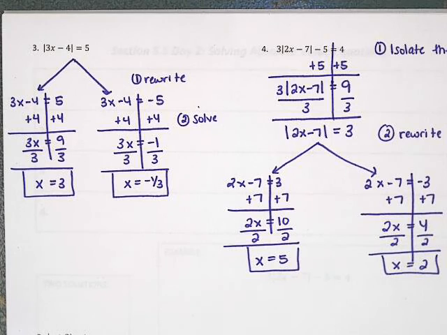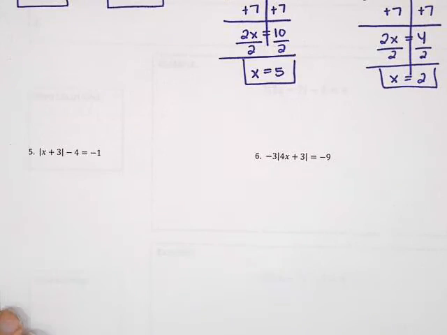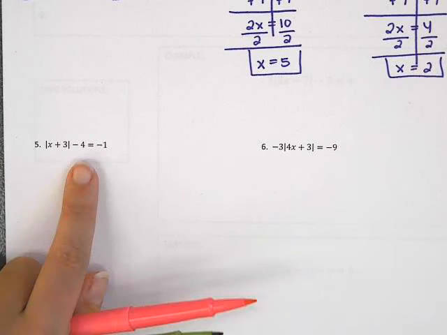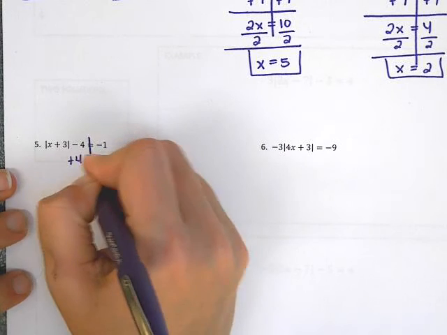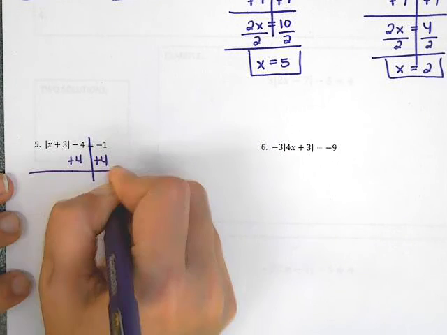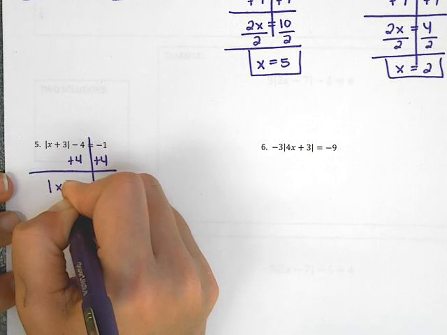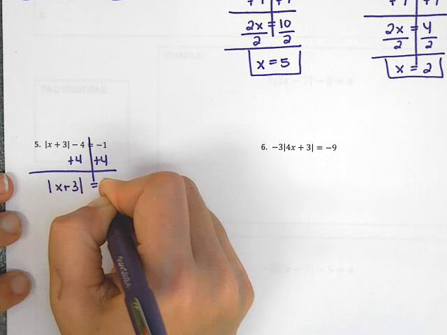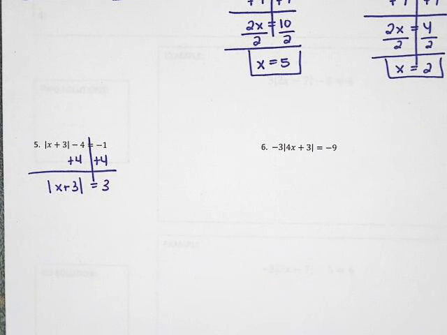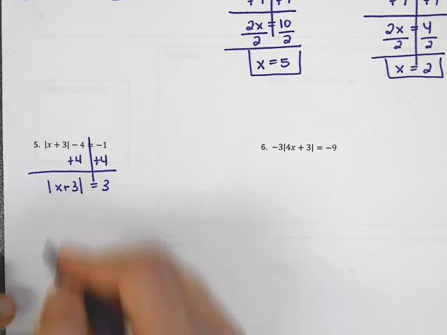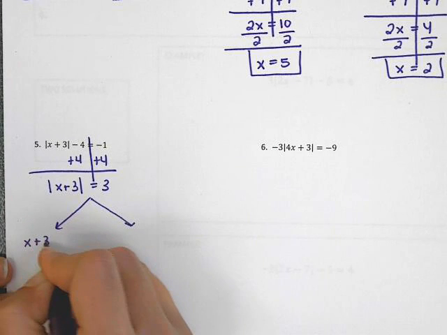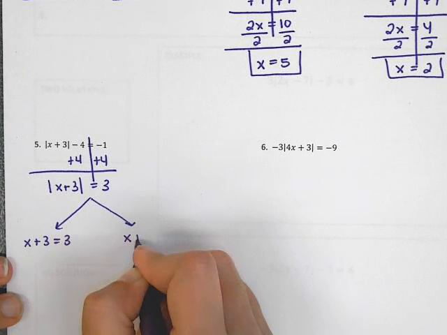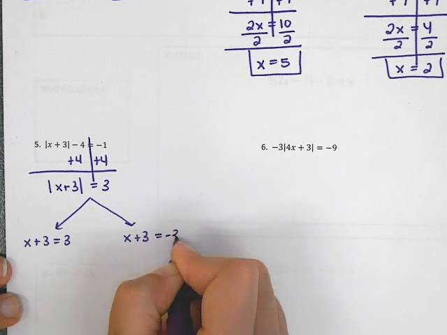All right, let's try one more problem where we have to isolate the absolute value first. So let's look at number 5. You'll notice there's a number on the outside of the absolute value. So the first thing I'm going to do is add the 4 to isolate the absolute value. Absolute value of x plus 3 equals 3. Now, there's no more numbers on the outside, so this is when I split it up and I make 2 separate problems. x plus 3 equals 3, and x plus 3 equals negative 3.